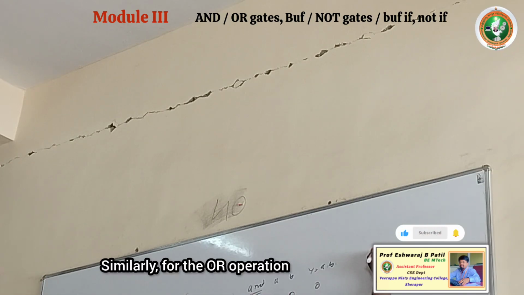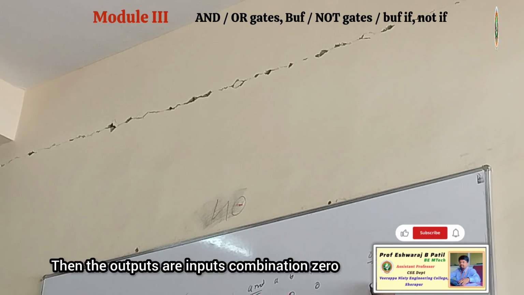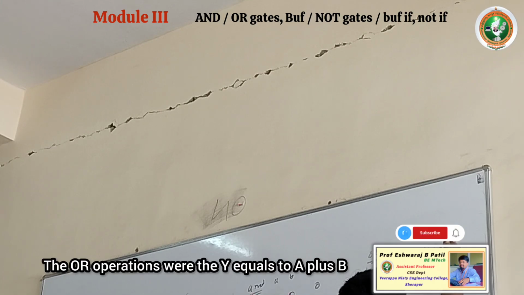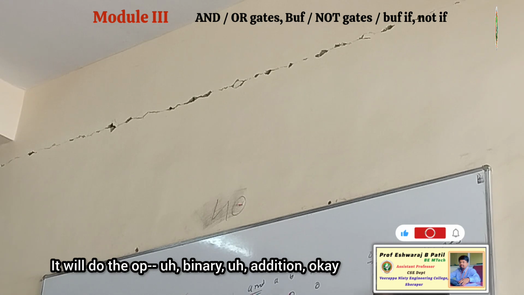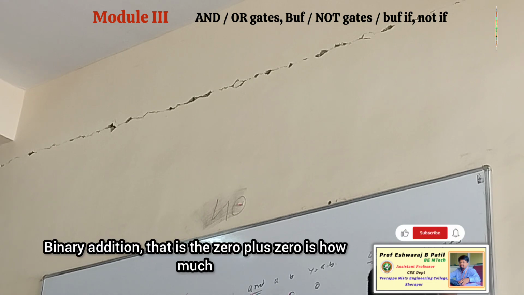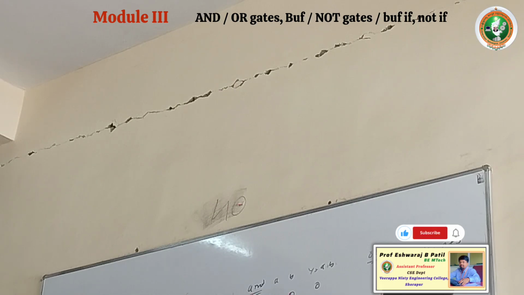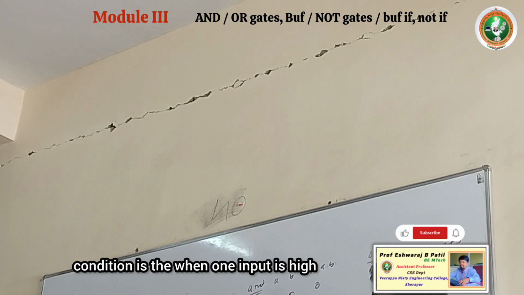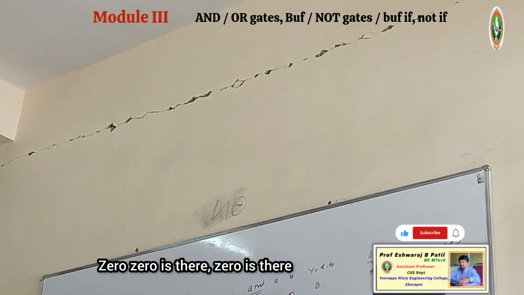Similarly, for the OR operation, we have the gate name OR, with inputs A comma B. The input combinations are 0 0, 0 1, 1 0, 1 1. The OR operation is y equals A plus B. We have the plus operator, which does binary addition: 0 plus 0 is 0, 0 plus 1 is 1, 1 plus 0 is 1, and in binary 1 plus 1 is 1. That means if any one input is high, then definitely the output is high. Otherwise it is 0.